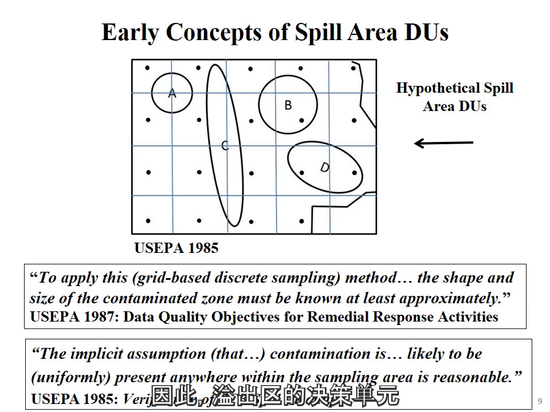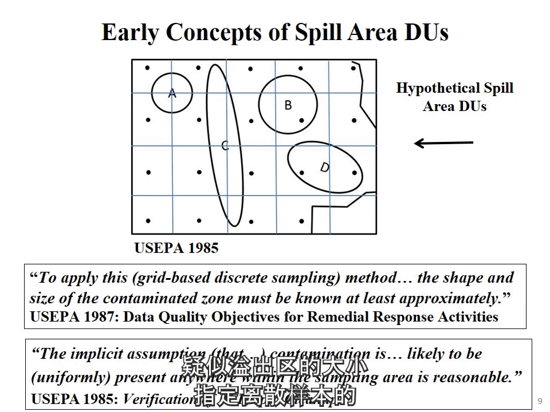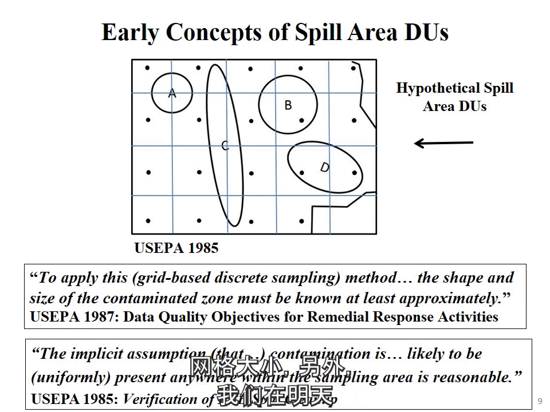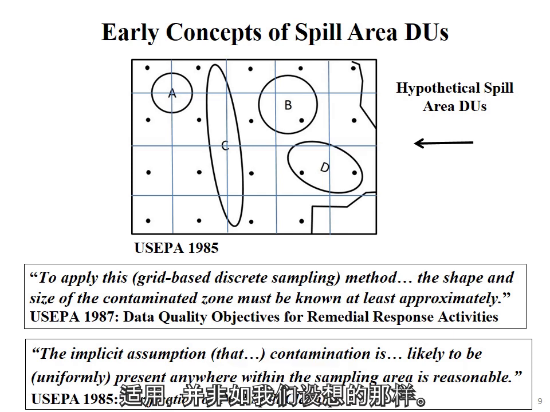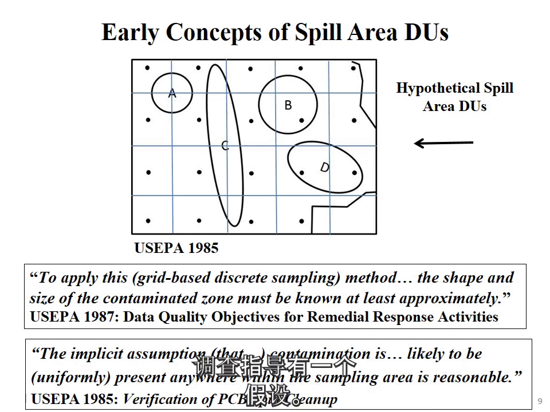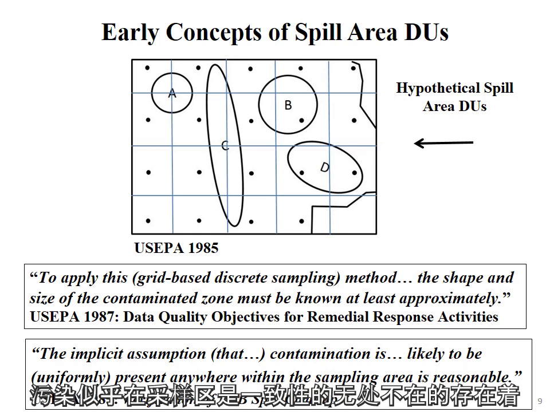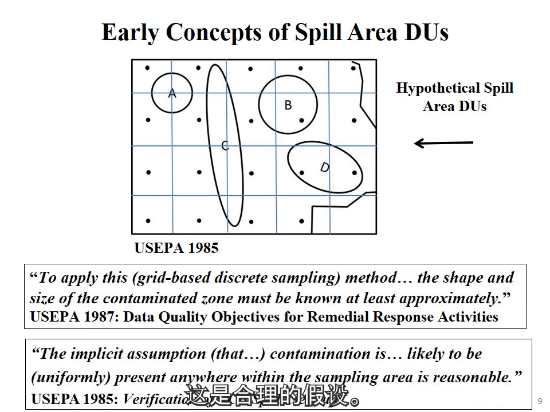So the concept again is spill area decision units. It's nothing new, but the sizes of suspect spill areas were used in the past to designate the grid size for discrete samples, and we'll discuss tomorrow in the next presentation why this didn't work as well as they thought it would. Here's an assumption made early on in the development of investigation guidance: the implicit assumption that contamination is likely to be uniformly present anywhere within the sampling area is reasonable.